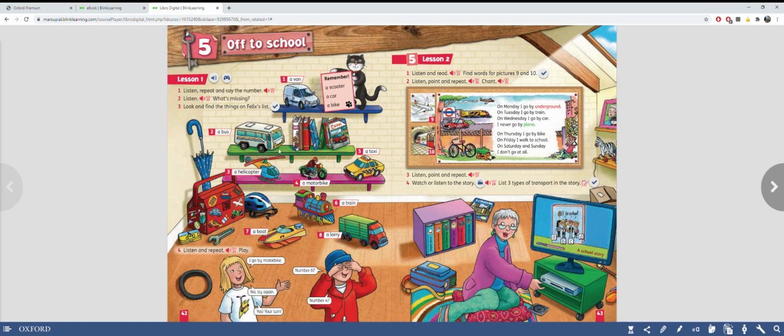So as you can see, what do we have here? Very good. Some of them are transport that we can use to get to school. For example, we have a van, a bus, a taxi, a helicopter, a motorbike, a train, a lorry, a boat. So we are going to do the first activity, which is listen, repeat and say the number for each of them. So let's do this.